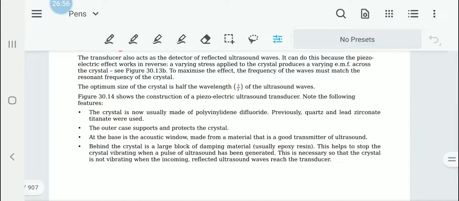Leave a line and write: the optimum size of the crystal is half the wavelength of the ultrasound wave, lambda upon 2.